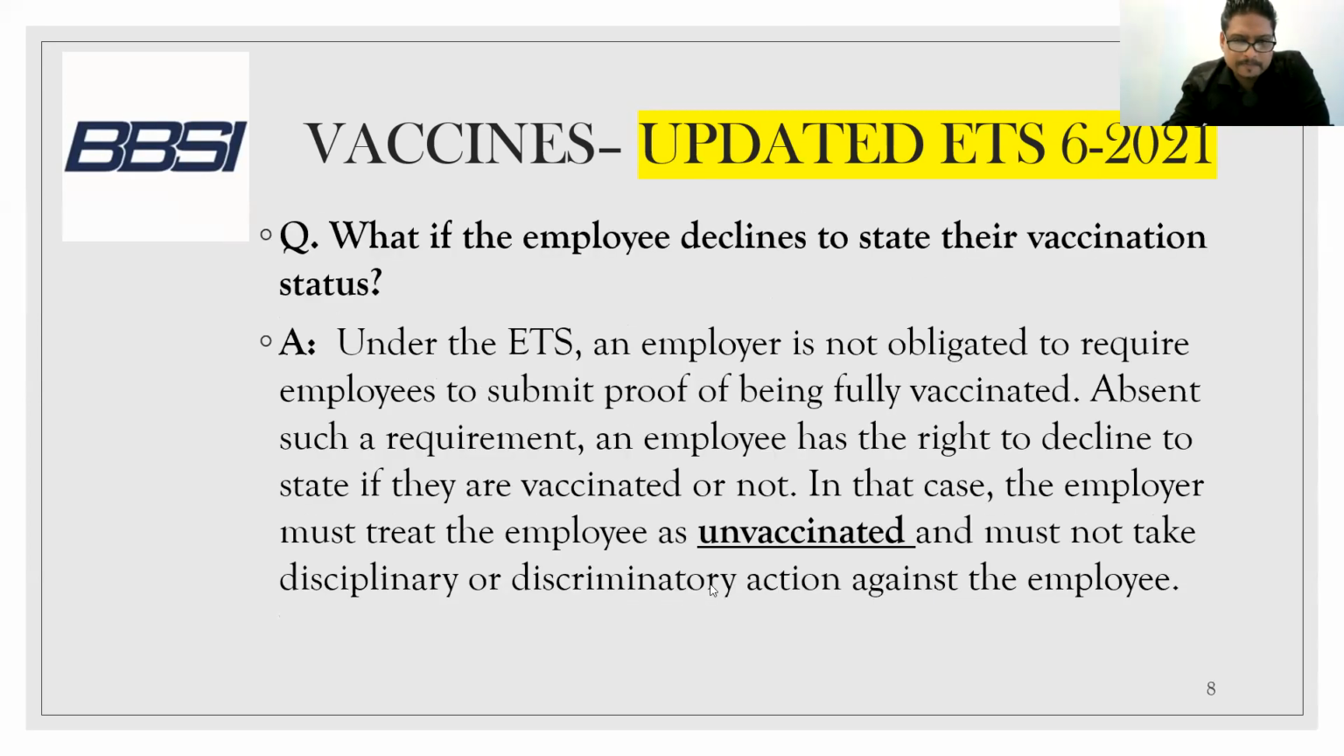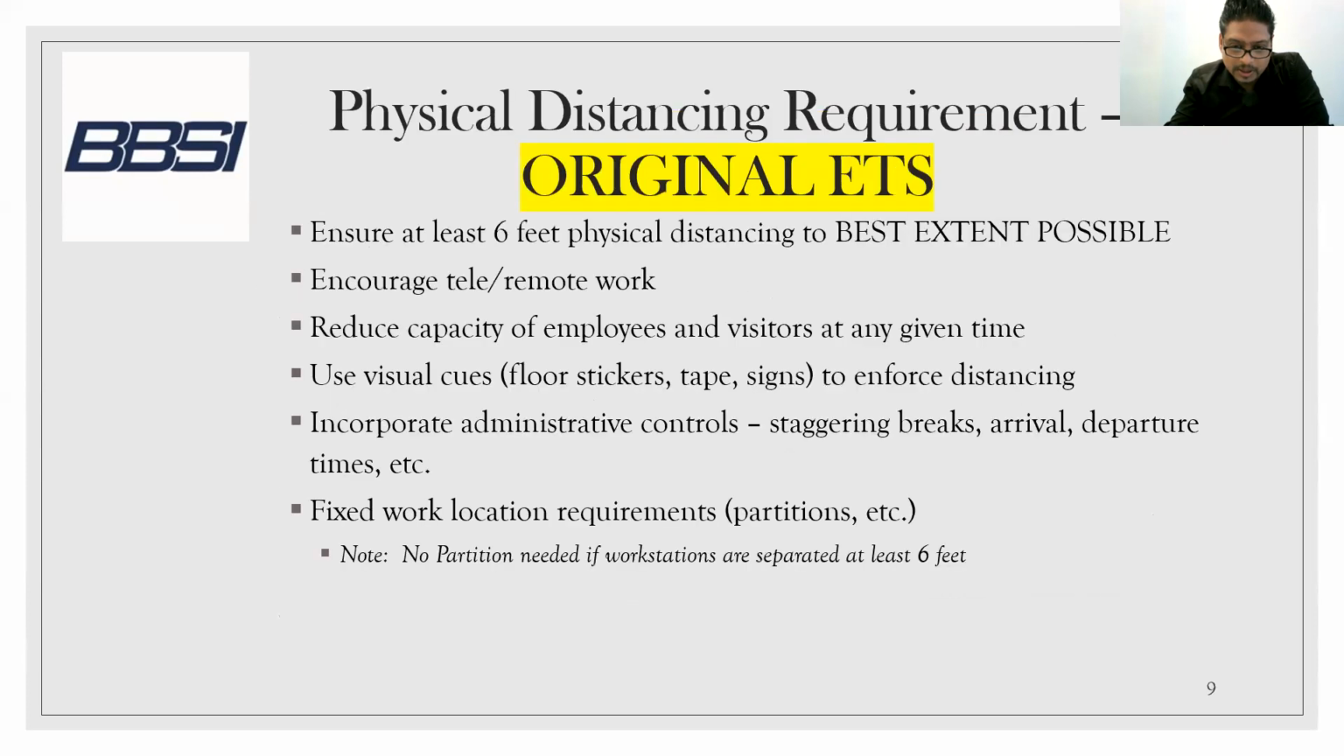Next slide, please. As I mentioned here, again, under the ETS, an employer is not obligated to require employees to submit proof of being fully vaccinated. Absent such a requirement, the employee has the right to decline. In that case, the employer must treat the employee as unvaccinated and must not take disciplinary or discriminatory action against the employee. So again, the key point there is you can't retaliate against the employee for not providing that.